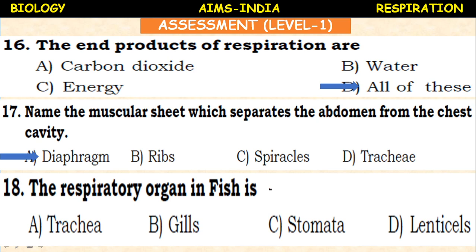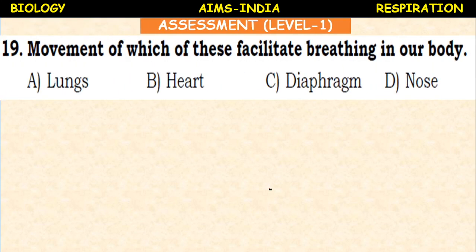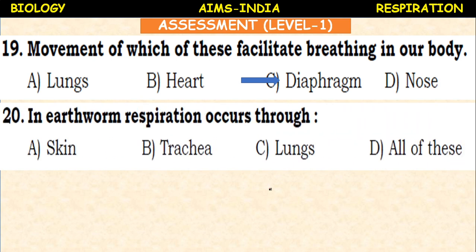What is the respiratory organ in fish? Gills. So level 1 direct questions are there. Movement of which of these facilitate breathing in our body? Movement of diaphragm. The earthworm respiration occurs through, what is the type of respiration in earthworm? Cutaneous respiration. So which organ is involved? Skin.